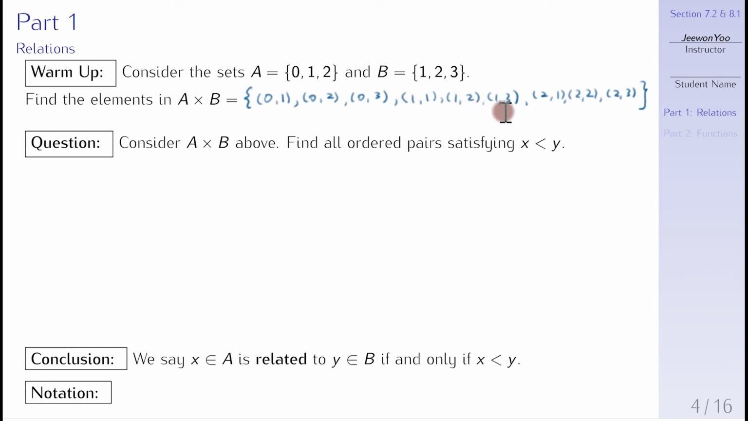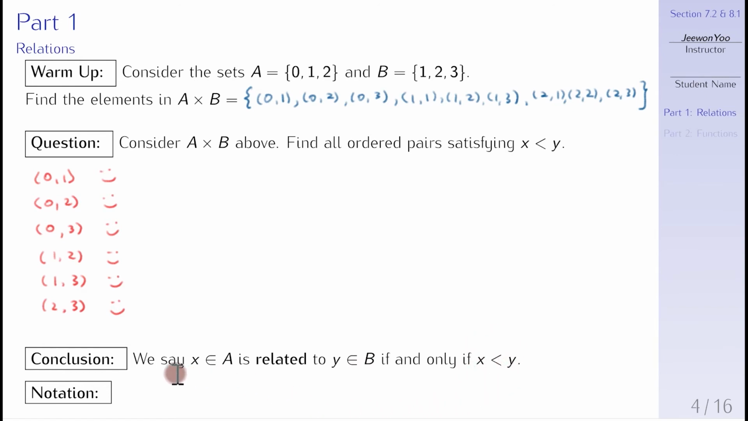1, 2 is okay, 1, 3 is okay, 2, 1 is not okay, 2, 2 is not okay, but 2, 3 is okay. So how many elements do we have so far? There are a total of 6 elements that satisfy this inequality. So out of these 9 elements, only 6 elements satisfy this relation here. Here's the conclusion. We say x coordinate in A is related to the y coordinate in B if and only if x is less than y.